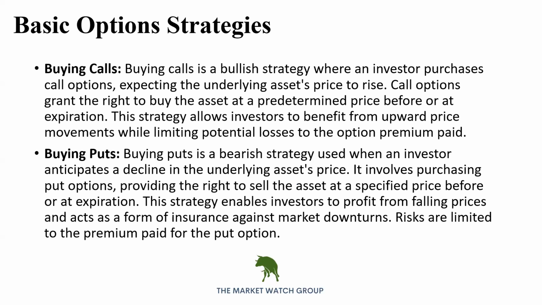Because remember that when we're buying an option, the price goes up, it's working for us, but time is working against us. We have to make sure of that. So buying a put is a bearish strategy when you anticipate a decline in the asset's price. It involves purchasing put options, which gives you the right to sell the asset at a specific price at or before expiration. You are able to profit from falling prices, which can either A, act as a form of insurance against market downturns. That's the only way we're looking at these right now, is insurance, right? A hedge. Or B, we become speculators and we think the market's going to drop. Risks are limited to the premium paid for both of them.